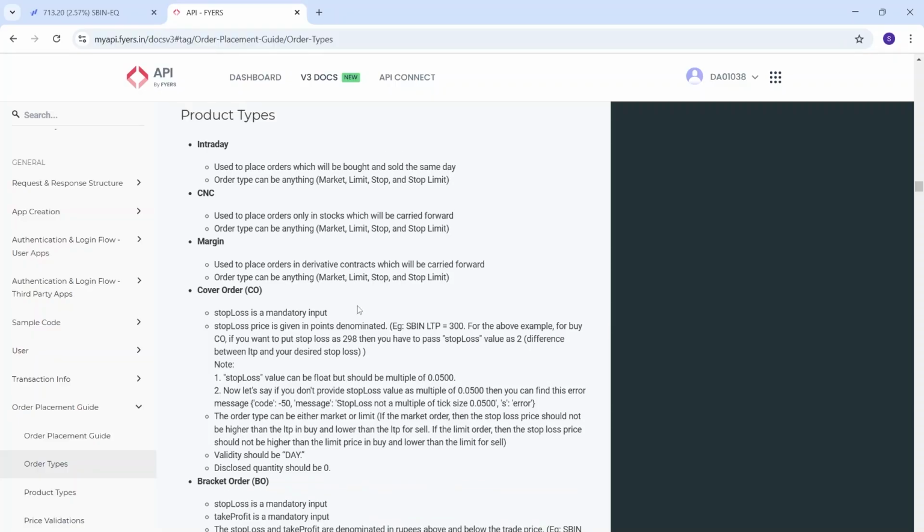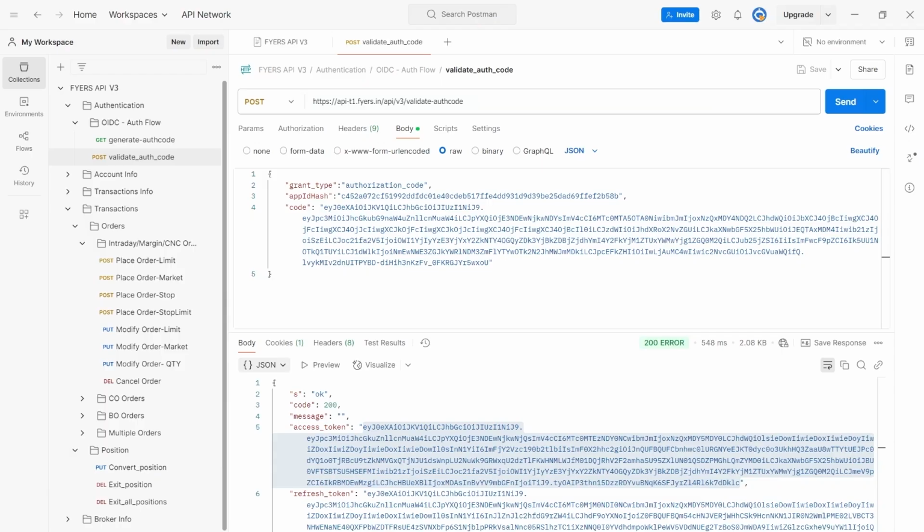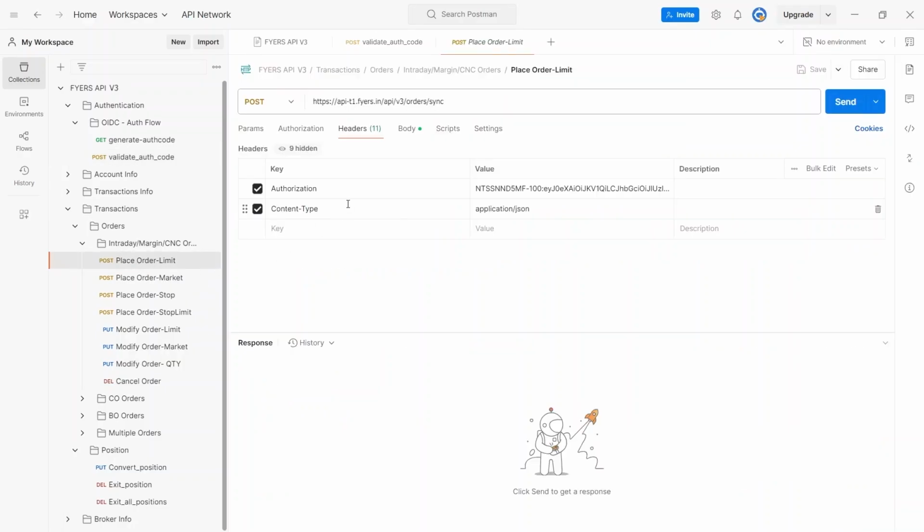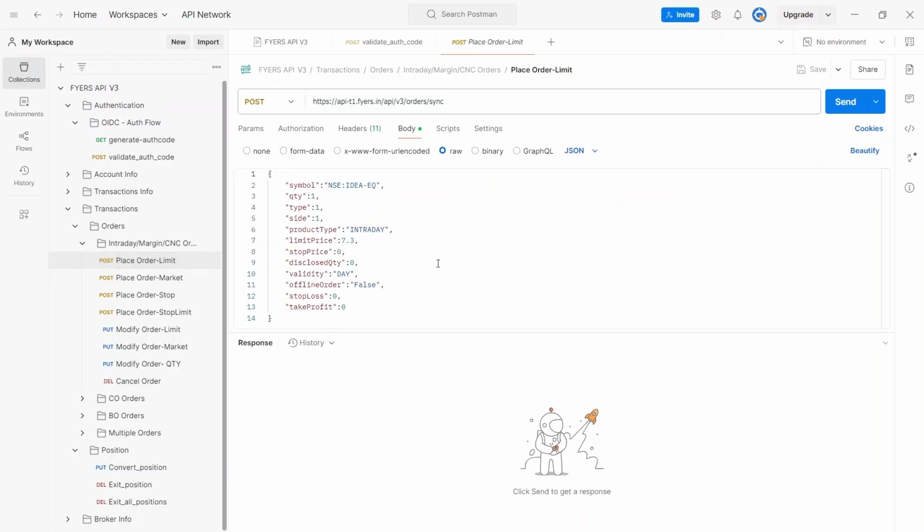So now that we have a basic understanding, let's go to Postman, and on the left side you will see orders. There's an intraday margin order, and I'm clicking first the order limit here. Once I click that, in the headers I will be putting my ID and the token. I've already updated it for the day. Then I'm coming to body. This is where I will have to pass the information, the same attributes which we just saw.